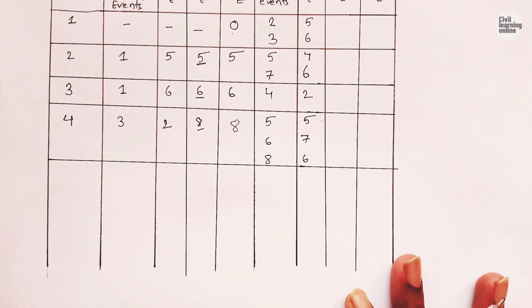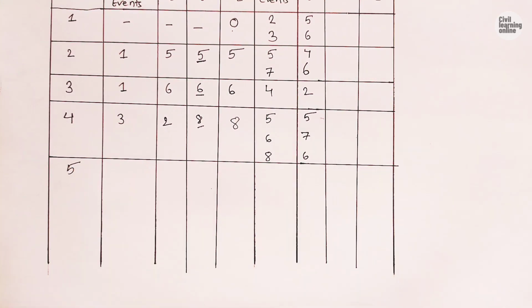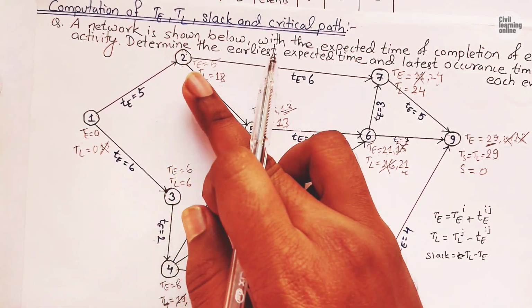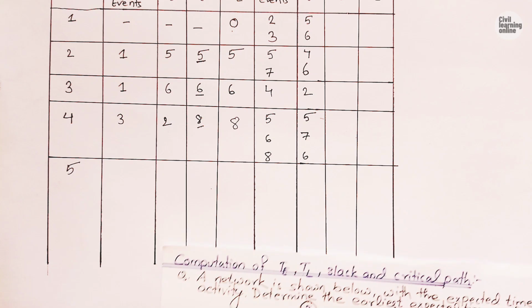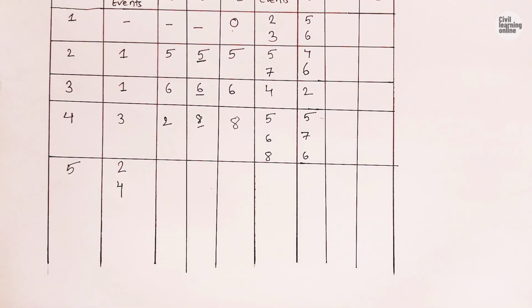Now move to event 5. Talking about event 5, there are two predecessors, 2 and 4. The durations from 2 and 4 are 4 and 5.